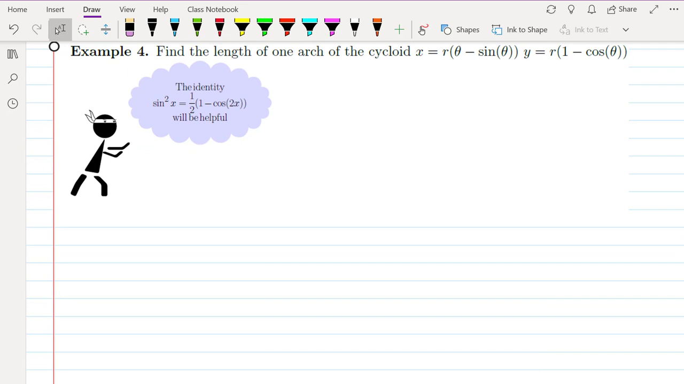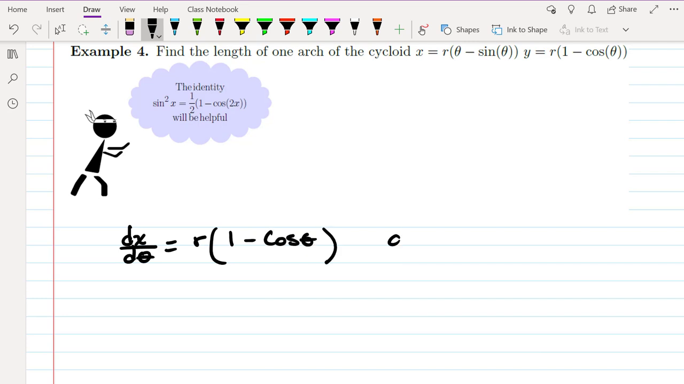So we want to find the arc length, so we need to know dx d theta and dy d theta. So dx d theta is going to be r times, the derivative of theta is 1, the derivative of sine is cosine, so minus cosine theta. And then dy d theta is going to be r, the derivative of 1 is 0, and the derivative of cosine is negative sine, so negative negative makes it positive sine theta.